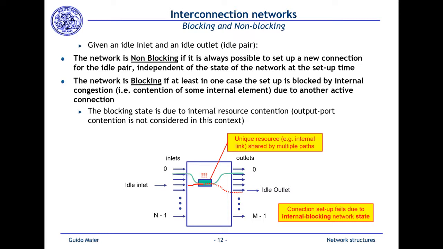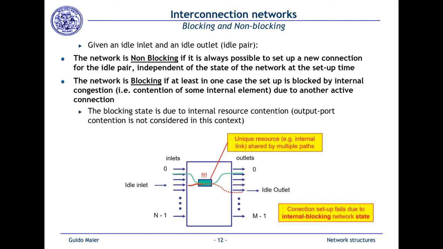We have to underline that when you are talking about the blocking or non-blocking property, we are always referring to internal blocking state, not to contentions that occur at inlets and outlets. So here we are talking about setting up a connection where the outlet is idle, so it is available. Because there is another source of connection failure that occurs only when you have packet switching networks, that is the output contention. We will look at the output contentions, but not in this context of the switching matrices.